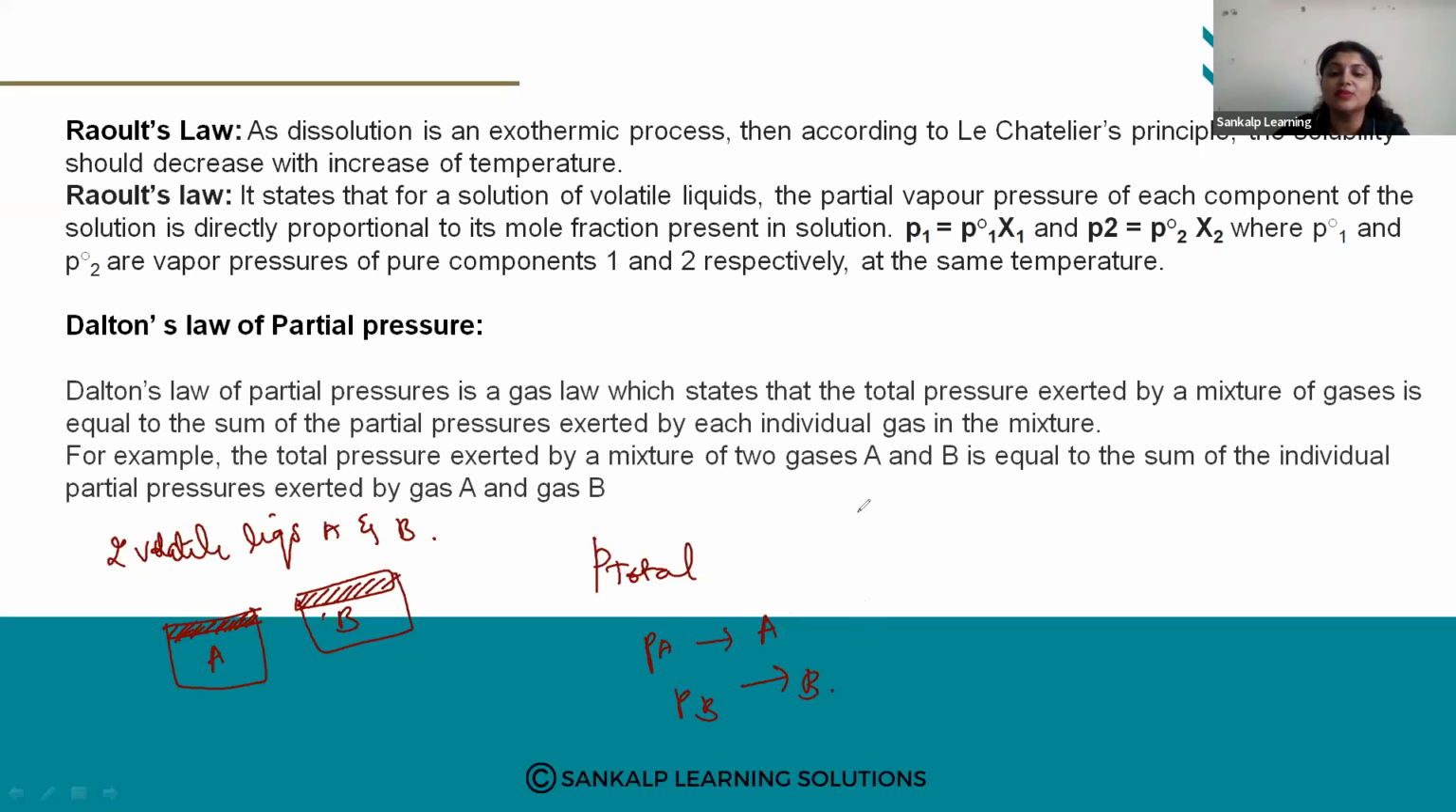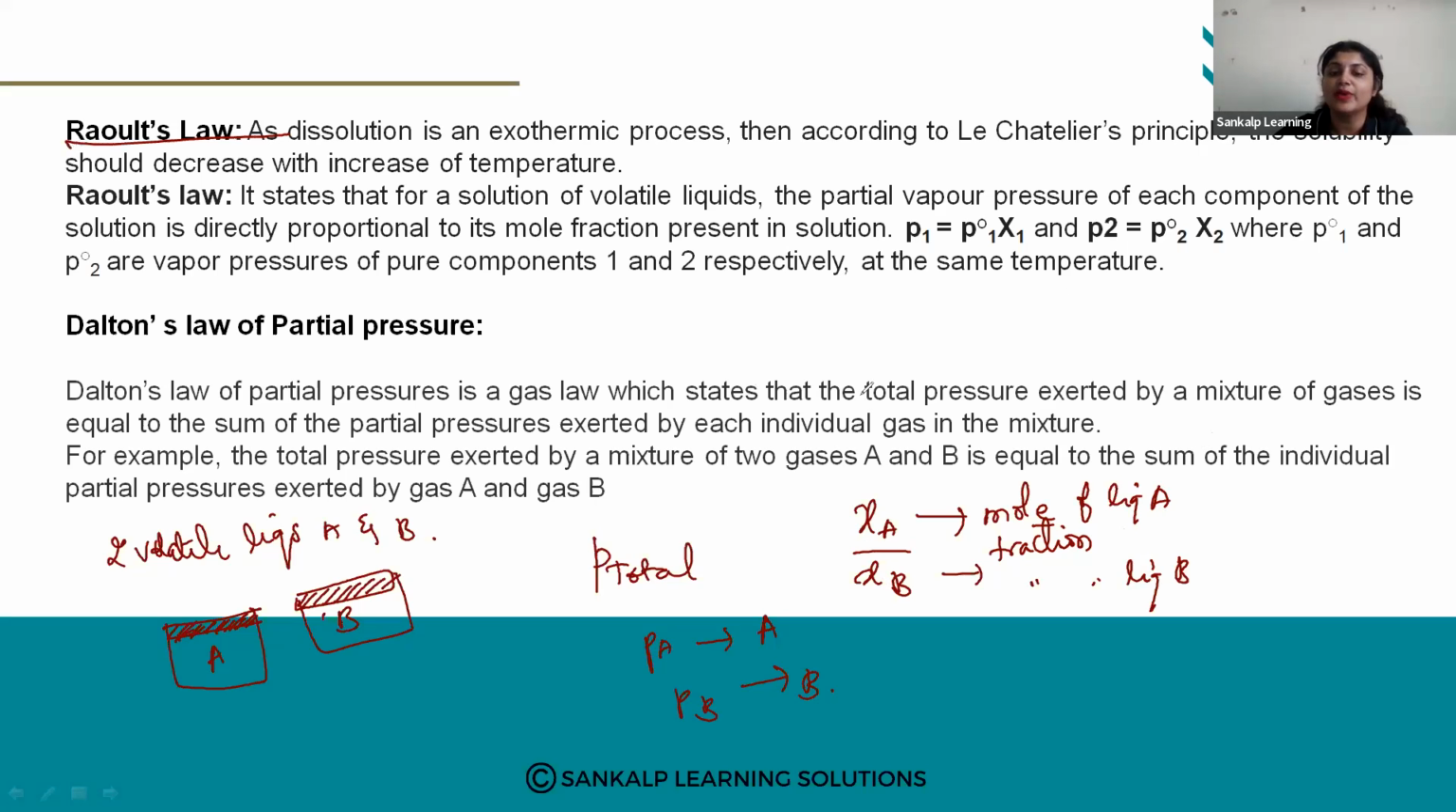Now, consider the mole fractions XA and XB. XA is the mole fraction of liquid A and XB is the mole fraction of liquid B. The relation between the partial vapor pressure and the mole fraction of the component is given in terms of Raoult's law.